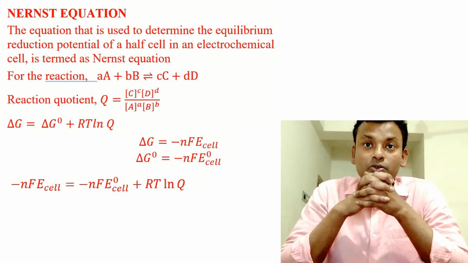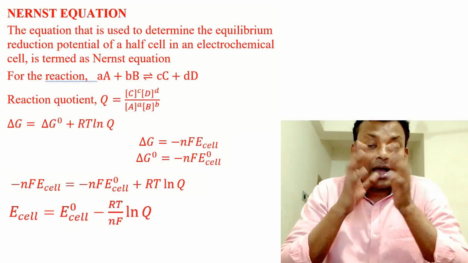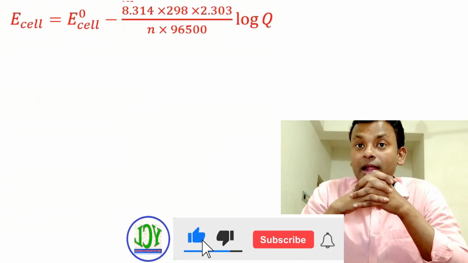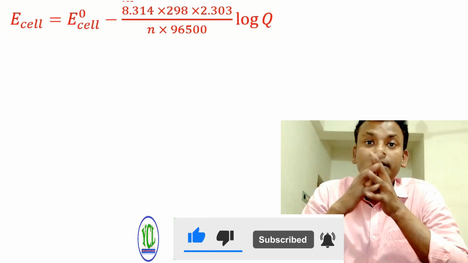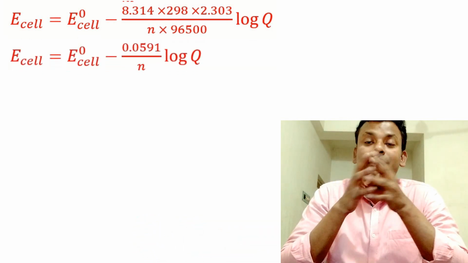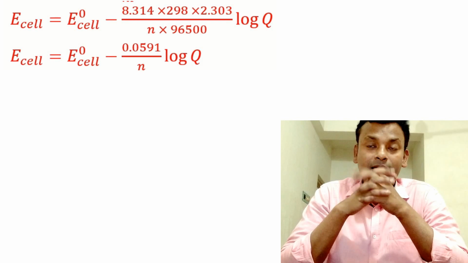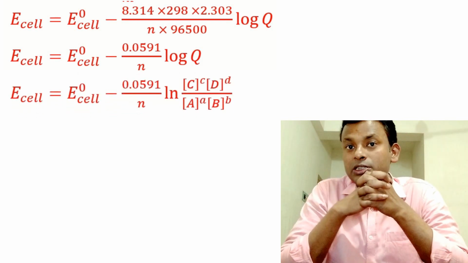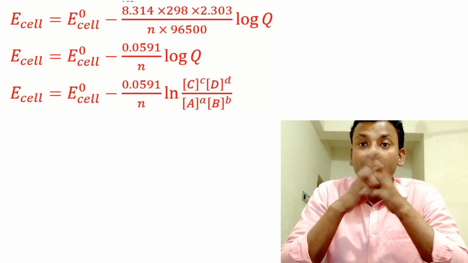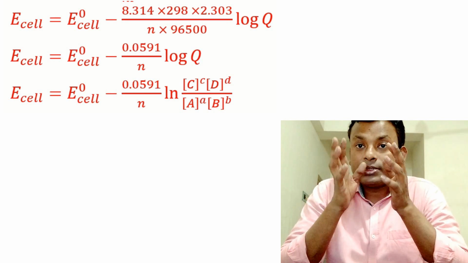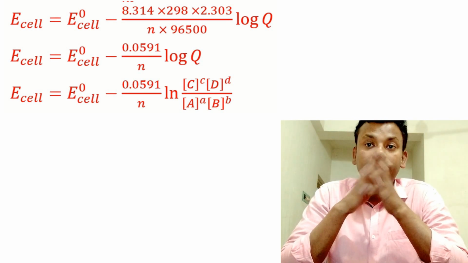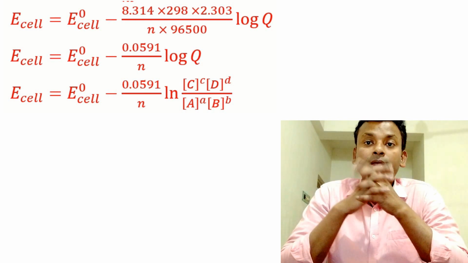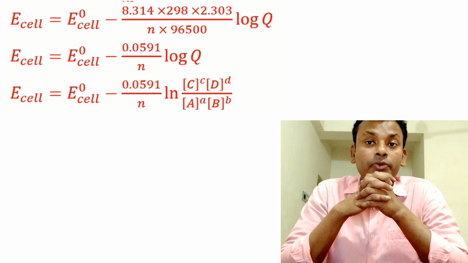So E cell equals E0 cell minus RT by nF ln Q. Putting the values of R, T and F and calculating, E cell equals E0 cell minus 0.0591 by n log Q, and E cell equals E0 cell minus 0.0591 by n log of concentration of C to the power c, concentration of D to the power d, by concentration of A to the power a, concentration of B to the power b. Here we are putting the value of Q.